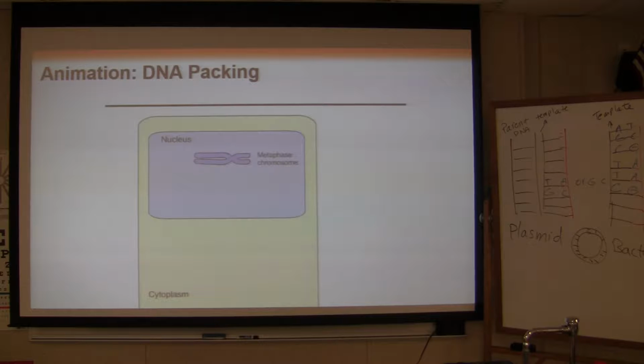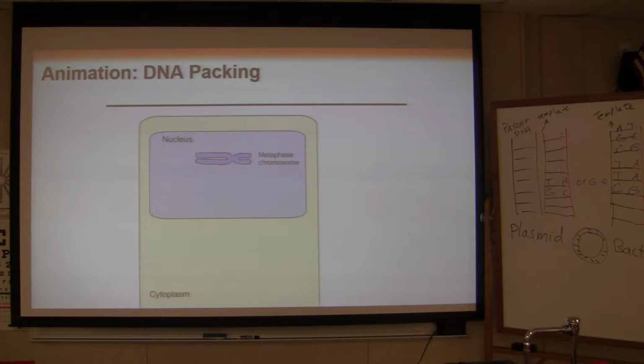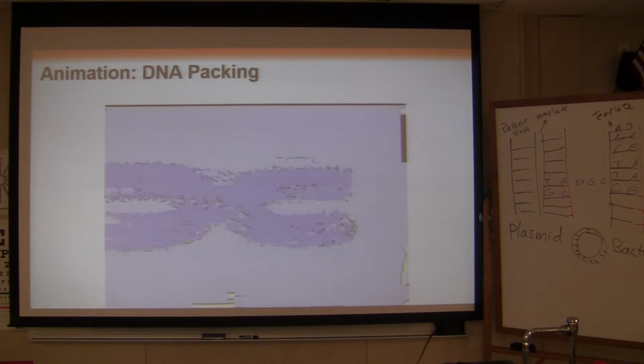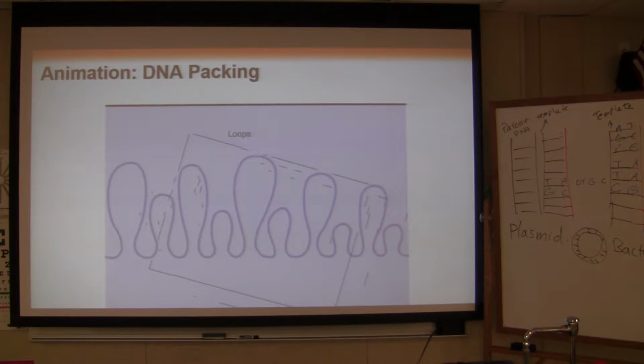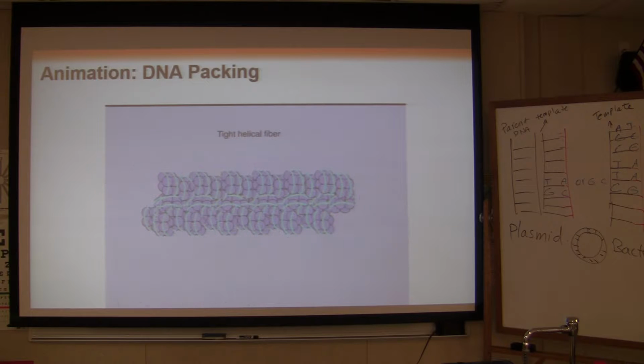Even when a cell is not dividing, some of the DNA is folded tightly. The degree of DNA packing makes certain genes available or unavailable for transcription. Chromosomes consist of loops of supercoils, which are made up of tight helical fibers. These fibers are composed of nucleosomes, which consist of DNA wrapped around protein molecules. In the fiber, the DNA is unavailable for transcription.